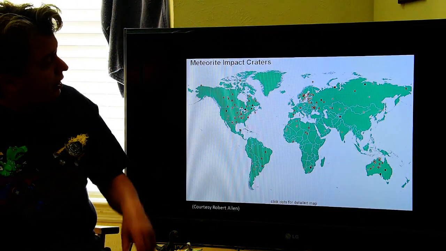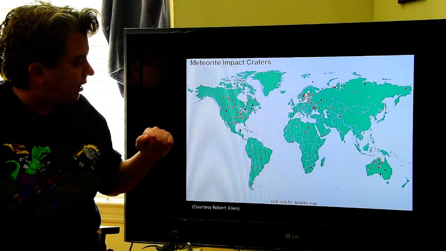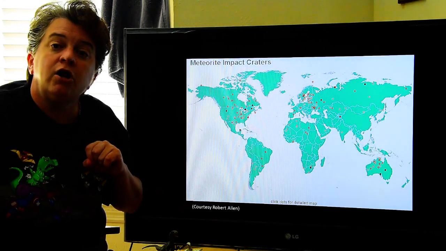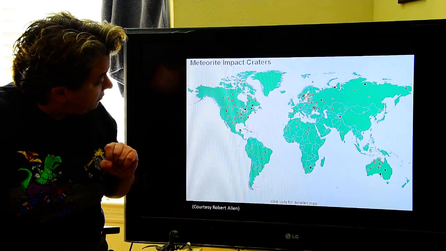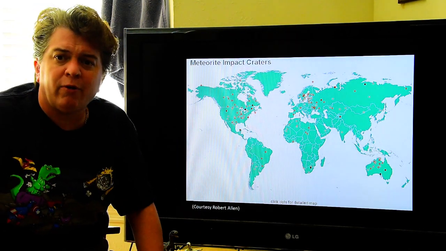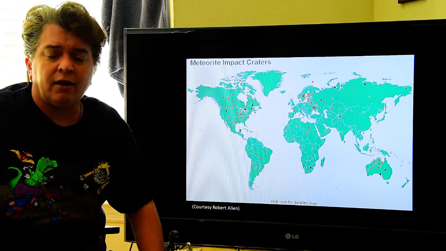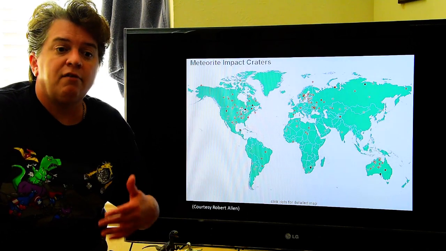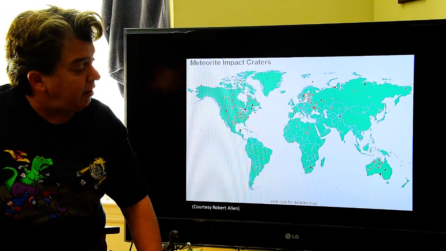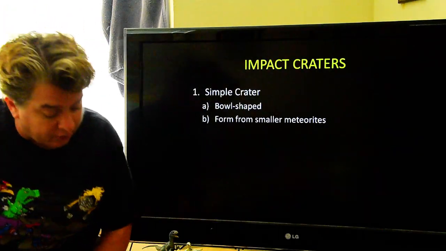But if we do look at Earth, we can see that there are meteorite impacts. All of these little dots show where there are known impact craters. You'll see that there's even one here in Texas, not far from where we are. And you're like, well, why can't we go visit it? And again, this is one of those that is ancient and buried under much younger sediment. But there you have it. We do have meteorite craters on Earth.